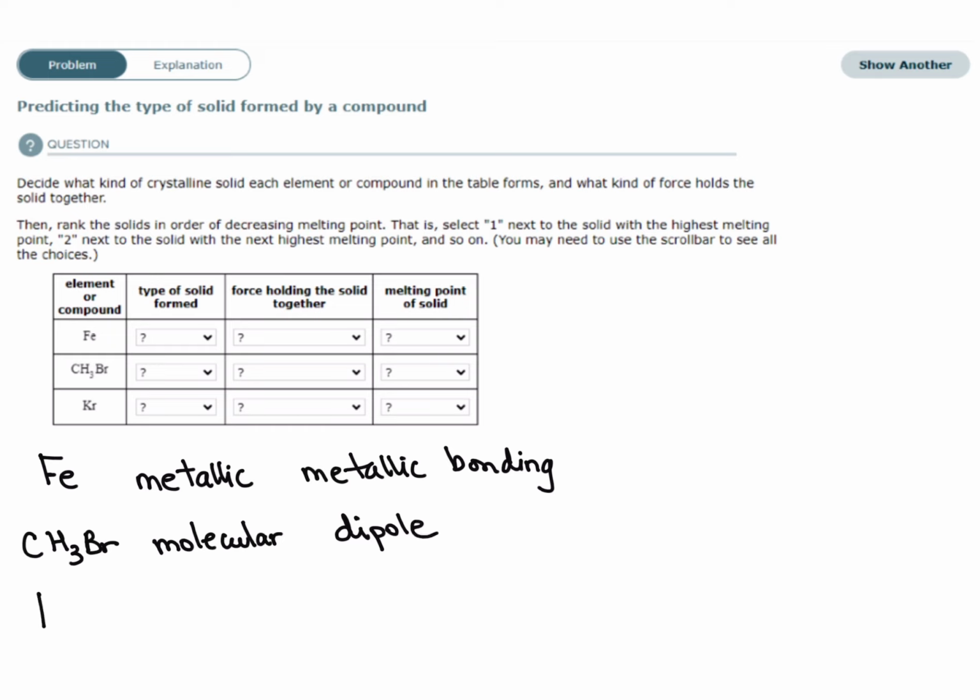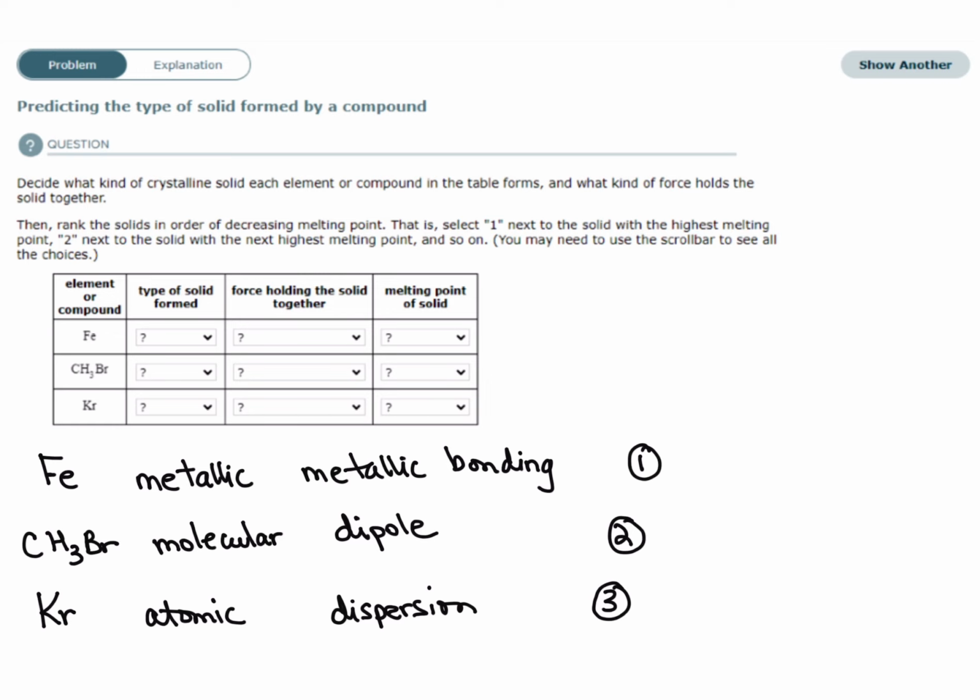We have Kr again. Kr is krypton and is in group 8A. So this is considered an atomic solid. And atomic solids, we have to be specific since it's group 8A, so these are held together by dispersion forces. All right, now we want to rank the melting points. The metallic bonding is the strongest of these forces, so this would have a high melting point. And between dipole and dispersion, dipole will have the second highest, and dispersion would be the weakest.